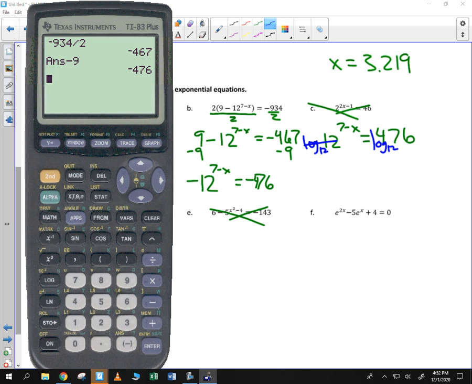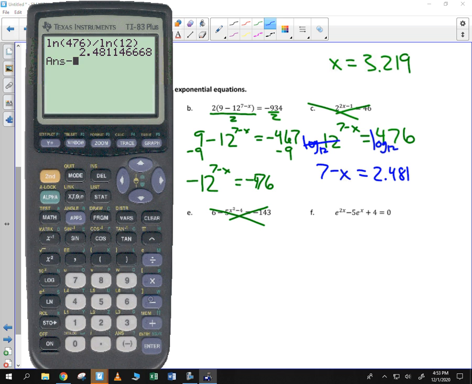Notice that these go away, leaving me with 7 minus x. And log base 12 of 476, that's easy. 476 divided by natural log of 12. Notice how sometimes I use log, sometimes I use natural log. Doesn't matter as long as you use the same one. You get 2.481.